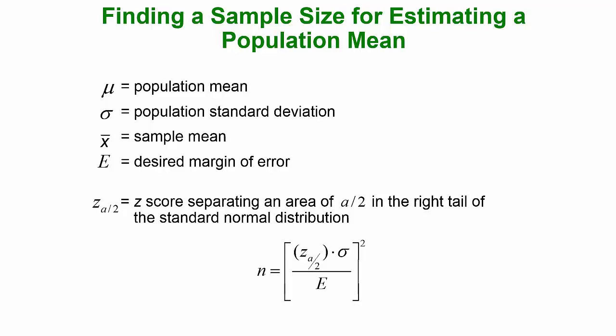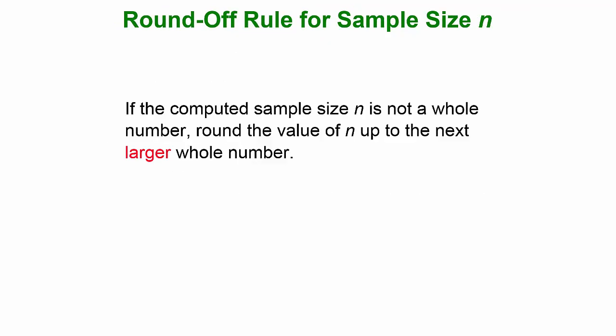So now let's focus on how to set up and find a sample size required for estimating a population mean. So the notation we'll see is mu is equal to population mean, sigma is population standard deviation, X bar is sample mean, and E is desired margin of error. Z is the z-score separating an area of alpha over 2 in the right tail of the standard normal distribution. If the computed sample size n is not a whole number, round the value of n up to the next larger whole number.